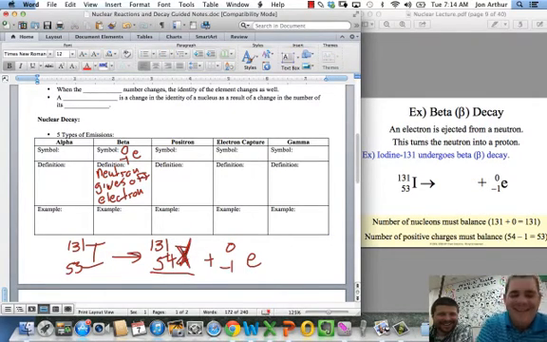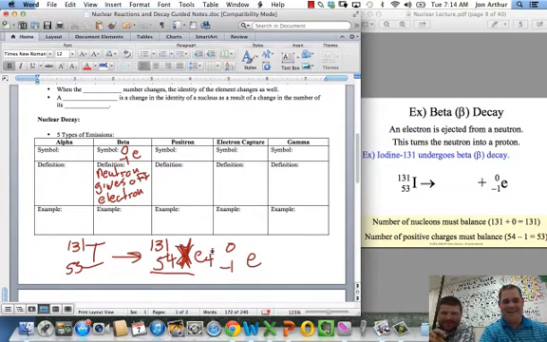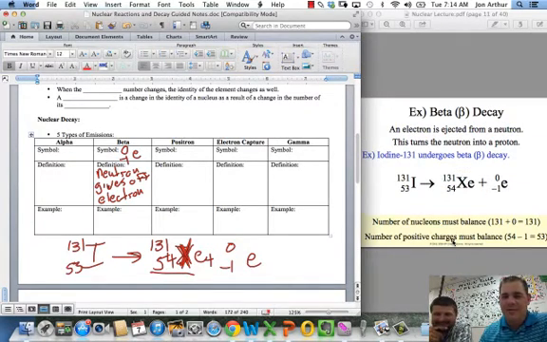Xenon, XE. Okay, so we have that, and let's go to the next page. Let's see if we got it right here. Hopefully we did. 131.54, xenon. Okay, so that's the example for that.